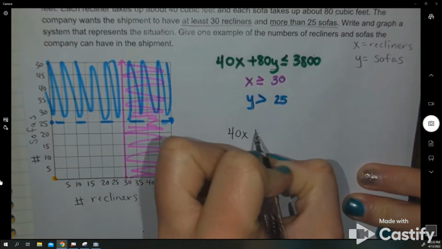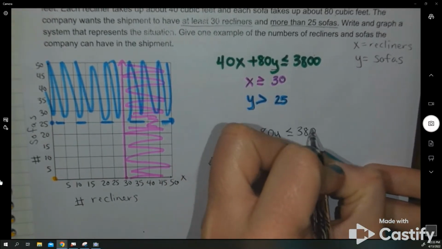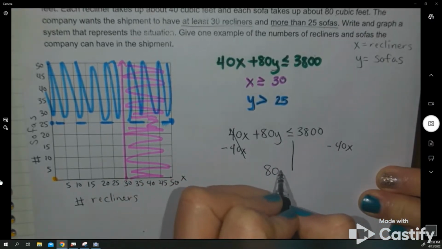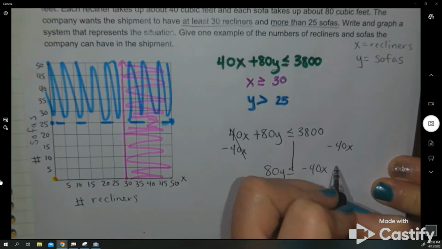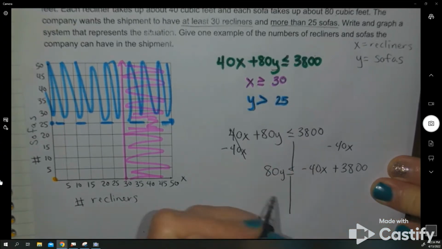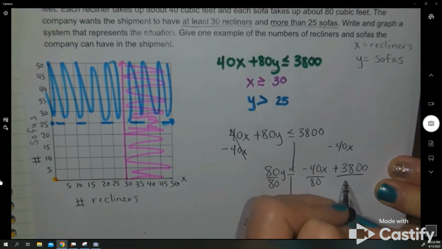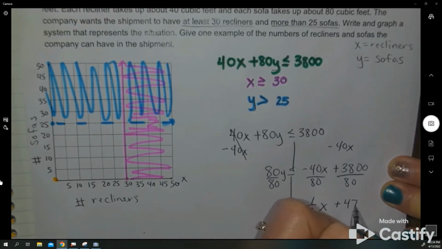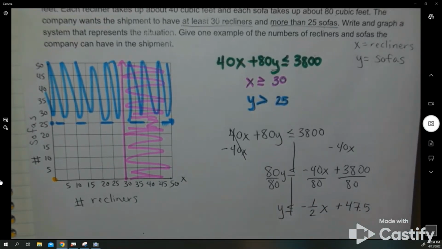So let's put it into slope-intercept form. So we have 40x plus 80y less than or equal to 3,800. So we're going to subtract 40x. We've got 80y is less than or equal to negative 40x plus 3,800. Divide each term by 80. That leaves us with y is less than or equal to negative 1/2 x plus 47.5. So our y-intercept is 47.5.